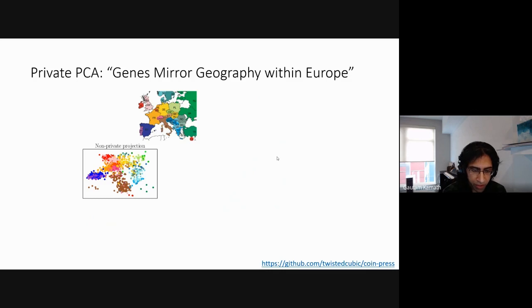And they took the PCA of this genomic data set and projected it into the plane, and they got this picture that I show here, this non-private projection, which fairly closely resembles the map of Europe. To state this in simpler, non-technical words, they did an experiment that showed that the two directions which explain most of the genetic variation in Europe correspond roughly to latitude and longitude, which was kind of cool. From just genomic data, somehow you can recover what Europe looks like.